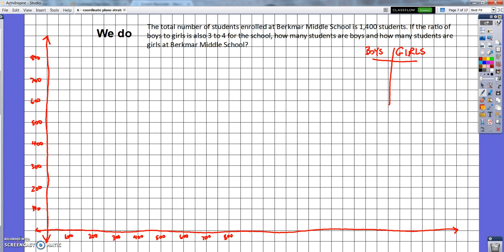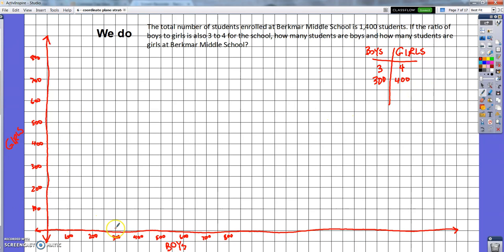So in this one, since I have to go so high, I decided to go by 50s. So this would be like 50, 100, 150, 200, 250, 300, 350, 400. And I'll do my boys on the bottom, my girls on the side. And now on this graph, since I had to go by hundreds, I don't really want to do 3 to 4. That's too tight of a squeeze here. So I'm just going to jump up to 300 to 400, because that's easy for me to put on here.